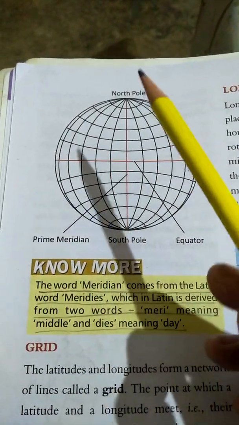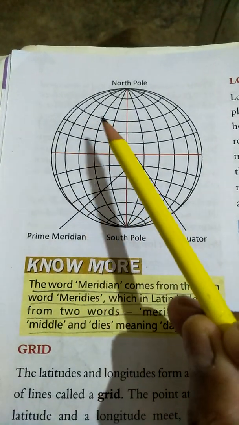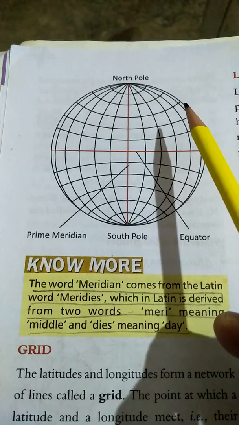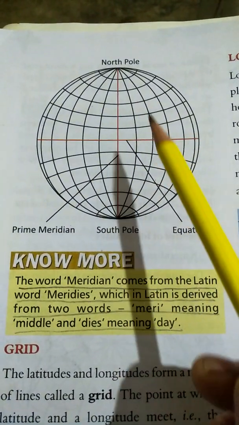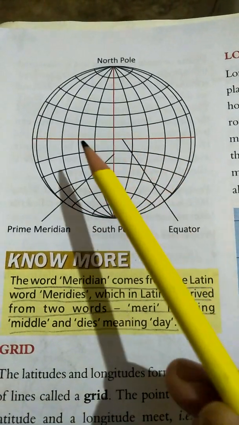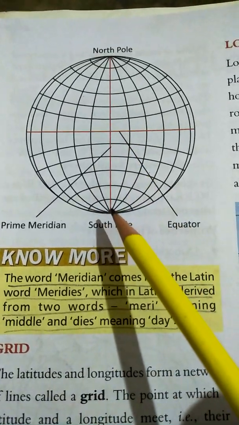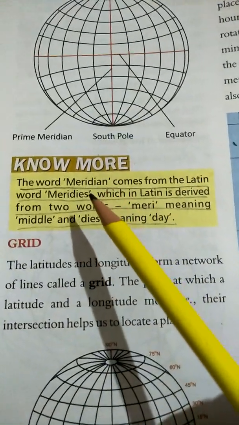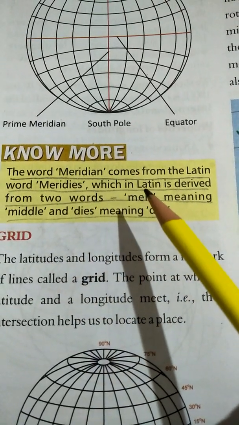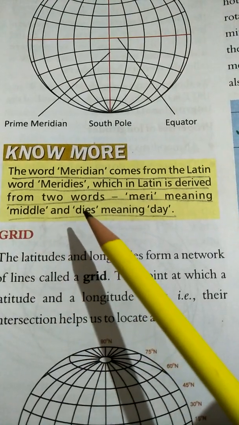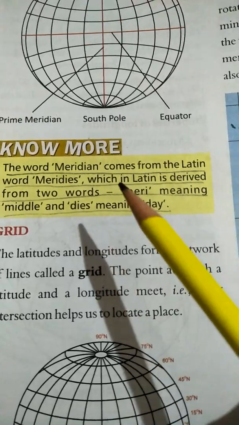Here we can see in the diagram North Pole, South Pole, and these are the parallels of latitudes, and these semicircles are called the meridians. This is the equator and this is known as the prime meridian. The word meridian comes from the Latin word meridius, which is derived from two words, meri meaning middle and dies meaning day, midday.